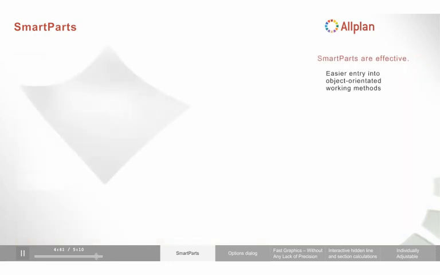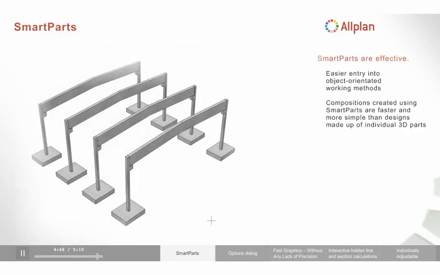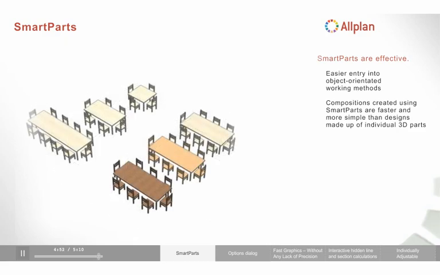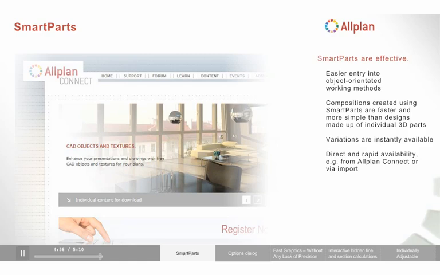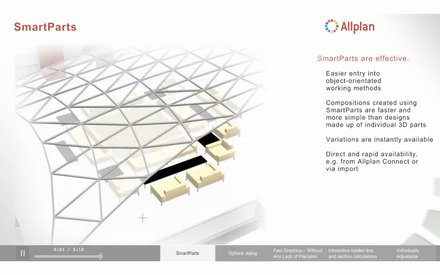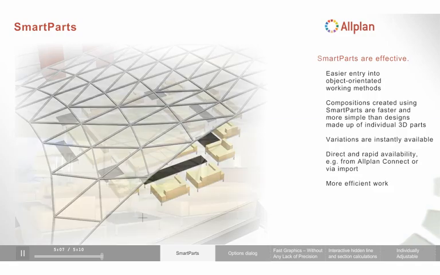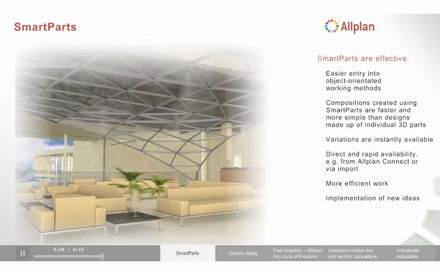SmartParts facilitate an easier change to object-oriented working methods. They are more convenient and faster to use in projects than complicated designs that use individual 3D parts. You can also immediately create and check different variations and complete series of objects. And moreover, SmartParts are always available. It couldn't be more simple to realize your new ideas. Thanks to the user-friendly operation, you can work more effectively and have more time for other important aspects of your project.